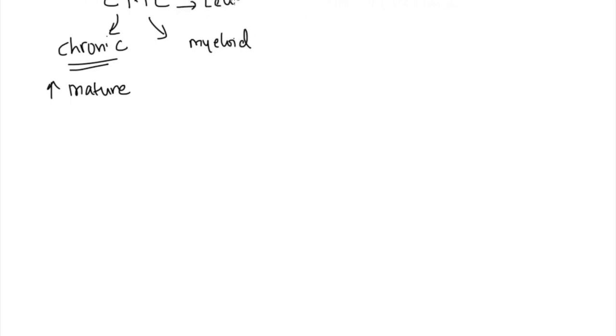CML, right? So C stands for chronic. In the last lecture, it was made clear that chronic refers to the neoplastic proliferation of the mature cells, okay, mature WBCs. M stands for myeloid, so we're talking about the myeloid series, and L is leukemia, that is malignant cells in the bone marrow and spilling into blood.